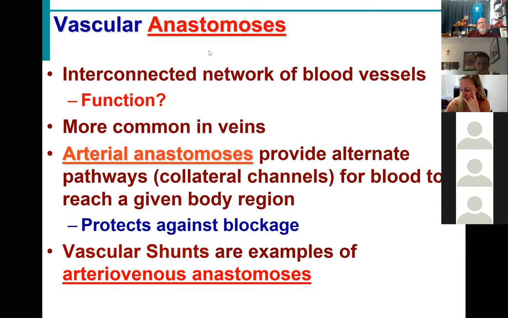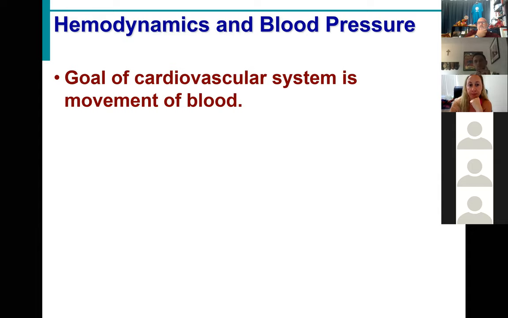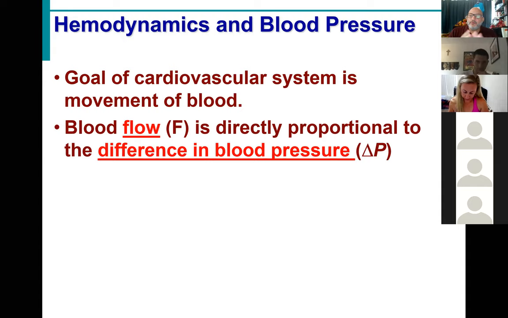All right, excellent. So, as I have said many, many times, chemistry is stupid and pointless. But what isn't is physics. Physics is fun. So let's talk some physics. The goal of our cardiovascular system is to move the blood, right? And when we talk about the movement of blood from one location to another, we are talking about the flow of blood.